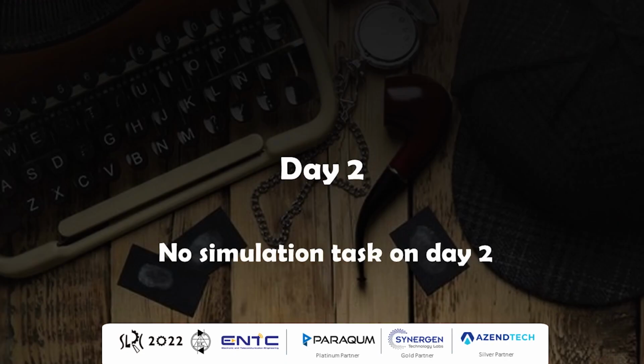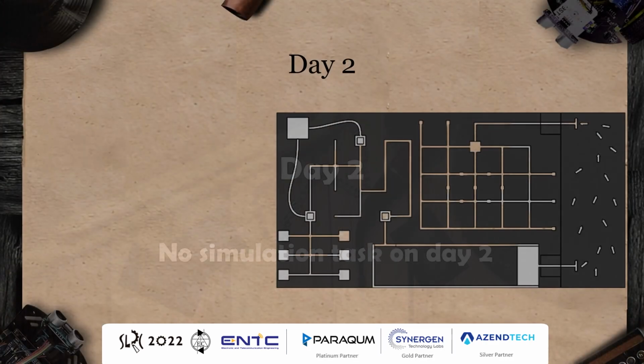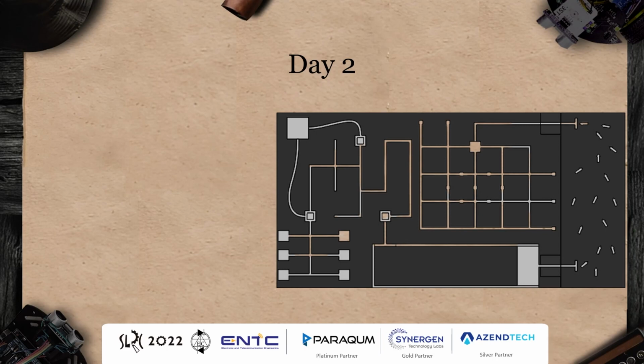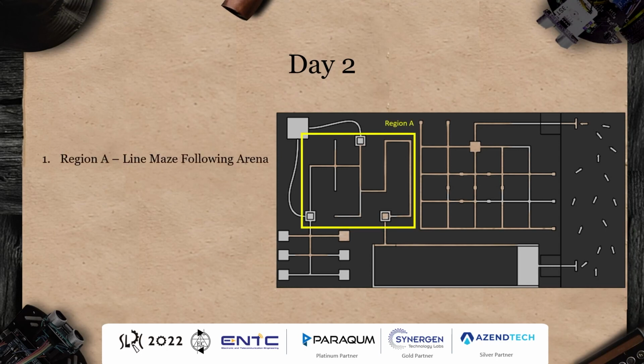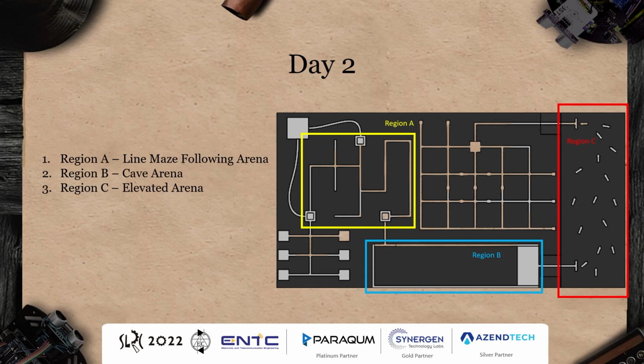Teams that perform well on day 1 competition will be selected to compete in the grand finals on day 2. The sample arena for day 2 is shown here. The region A from day 1 is not used in day 2. The regions B, C, and D from day 1 become regions A, B, and C in day 2. An additional region D task is added, which is called the number construction arena.